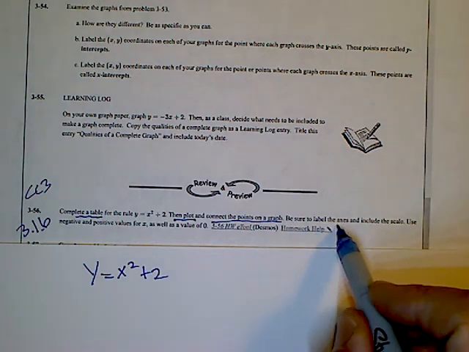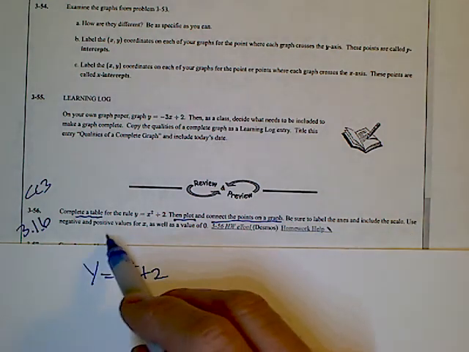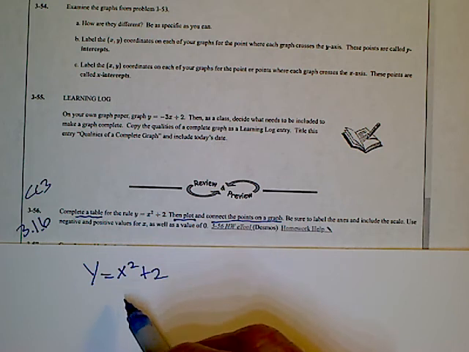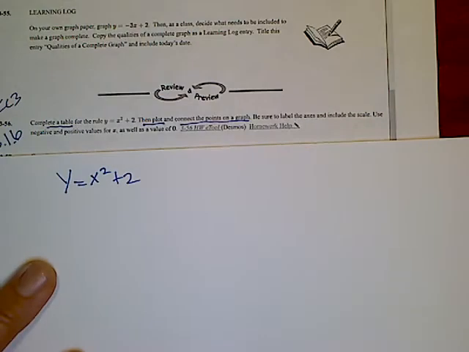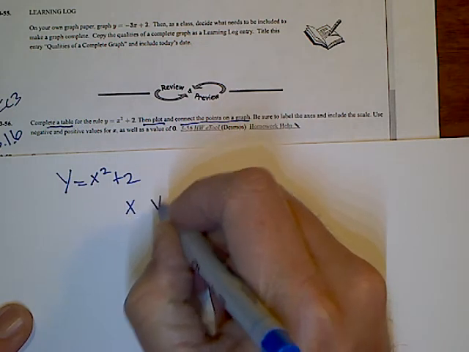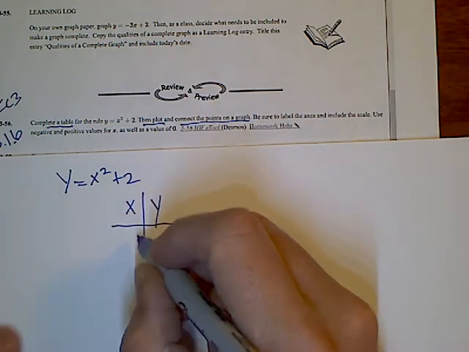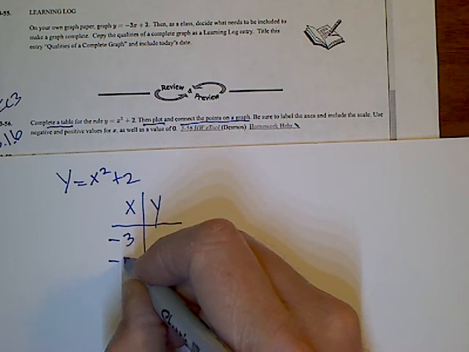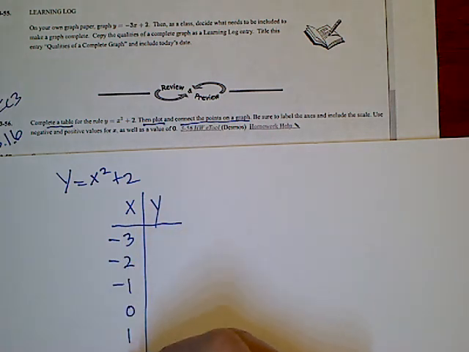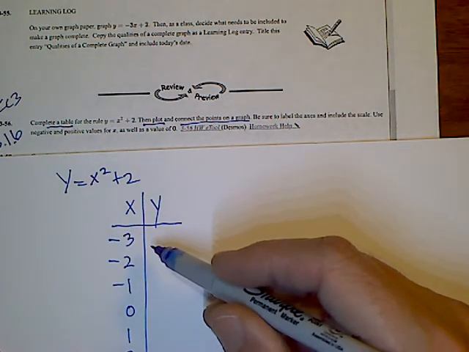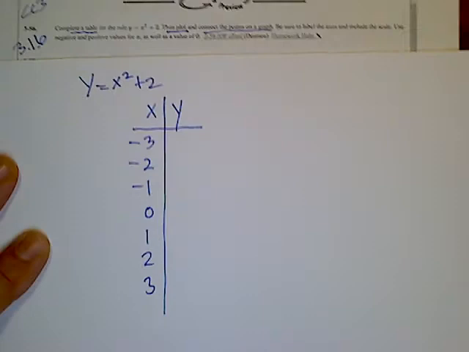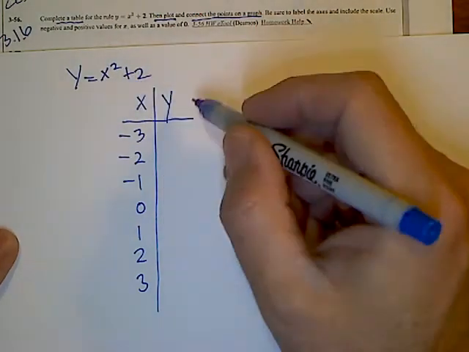Okay, so again, we read, be sure to label axes, include the scale, and use negative and positive values for x as well as a value of 0. So when I create a table for any rule, a good rule of thumb is, for the x values that you use, I tend to always start with something like negative 3 and work my way to positive 3. So negative 3, negative 2, negative 1, 0, 1, 2, and 3. Using these values will give you a good idea what the graph looks like. If we had to, we could add more values if we weren't still sure what the graph looks like. So the graph of the solutions. Let's start with this.